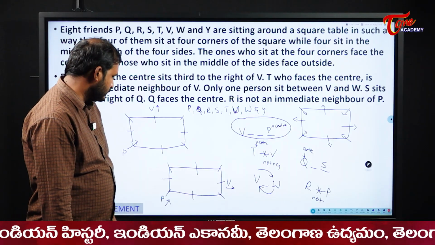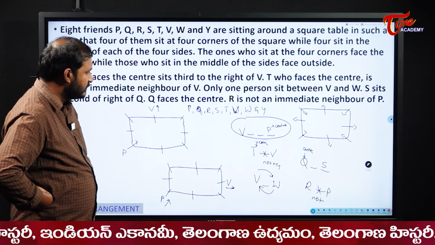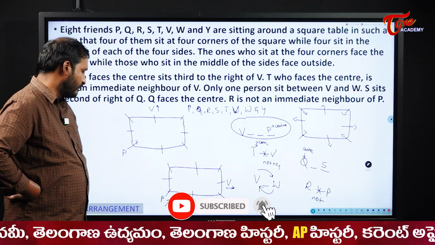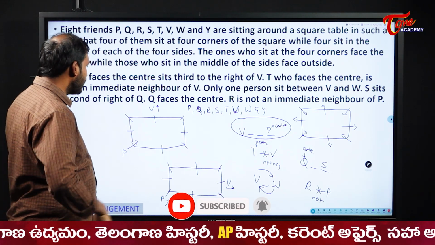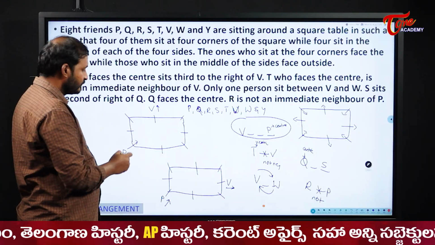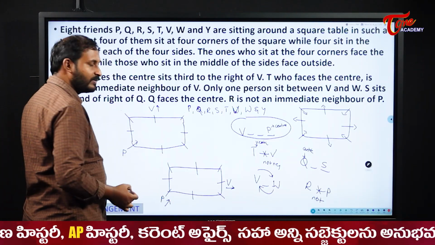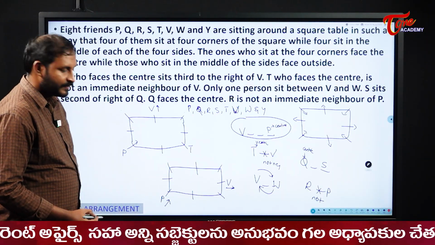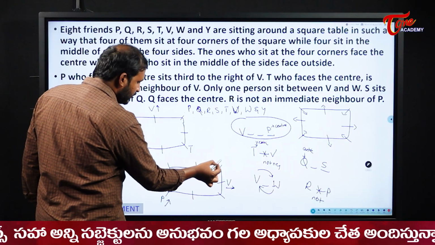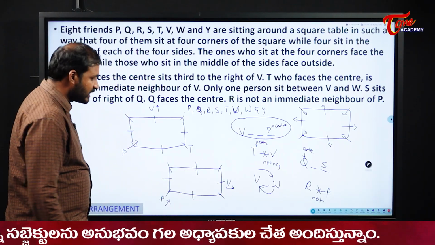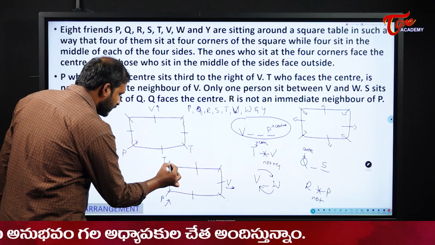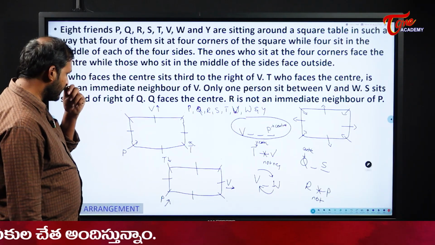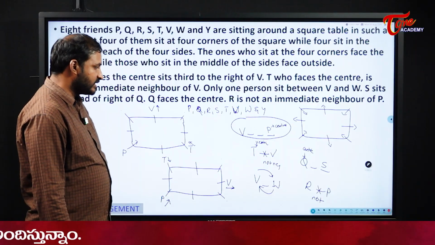Next, T, who faces the center, is not an immediate neighbor of V. So I cannot put T here or here, because those are neighbors of V. The only chance left for me is this one, because T is facing inward. So T faces the center.